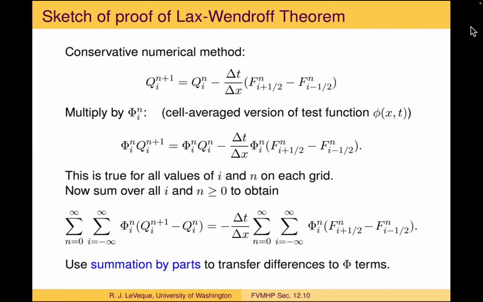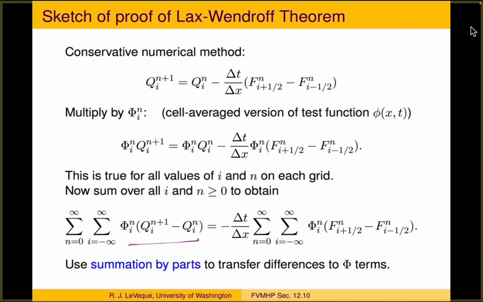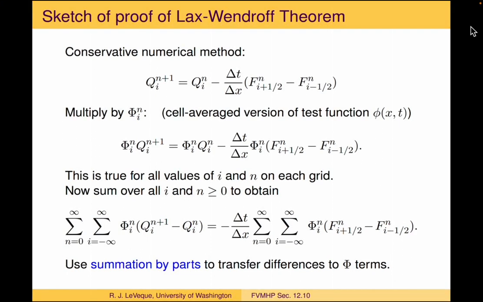Again, we want to apply it now to prove the Lax-Wendroff theorem. So we've taken our difference equation, we've multiplied by phi, we've summed over space and time, and now we'll apply that summation by parts in the sum. The first sum, we'll apply it on the sum over n, because it's differences between n plus 1 and n. So that's like integrating by parts in time. And over here on the right, we have differences between i plus a half and i minus a half, so we'll apply the summation by parts formula to that sum.